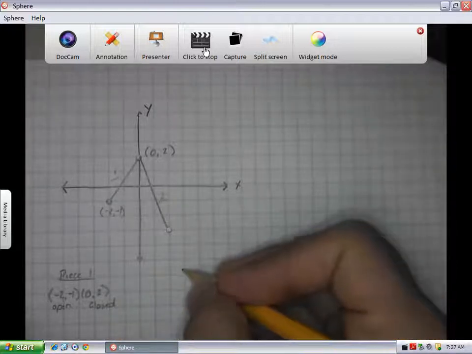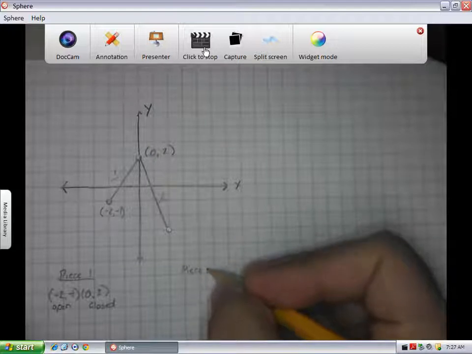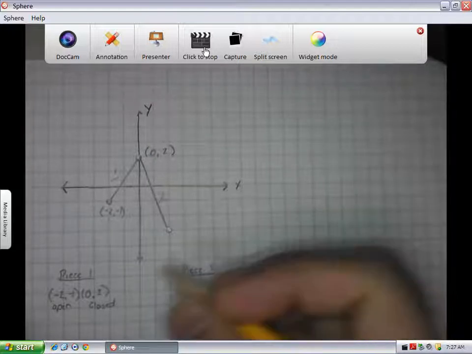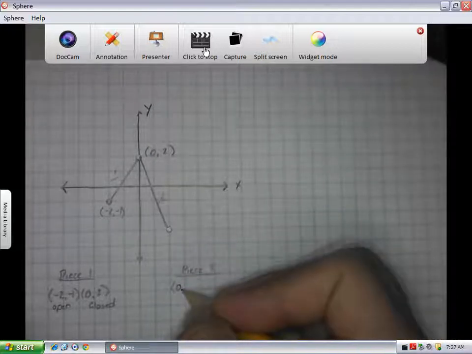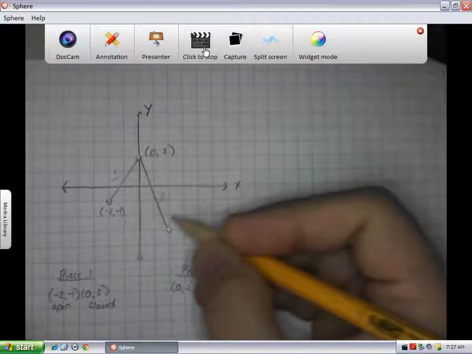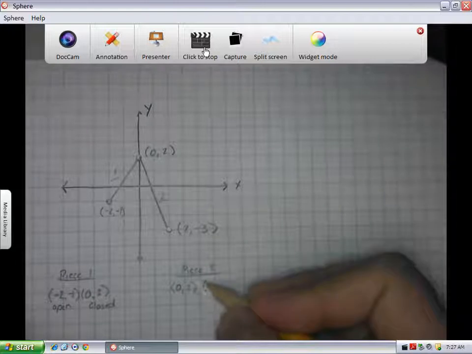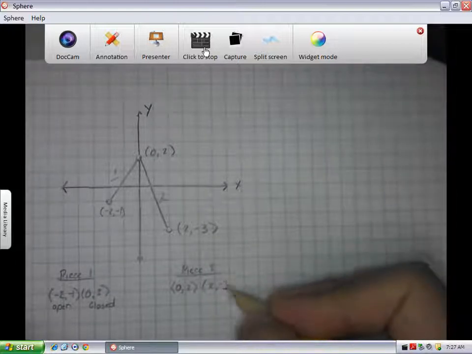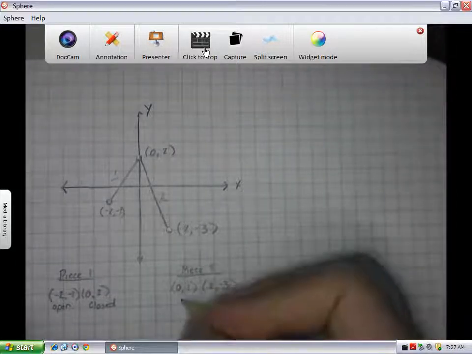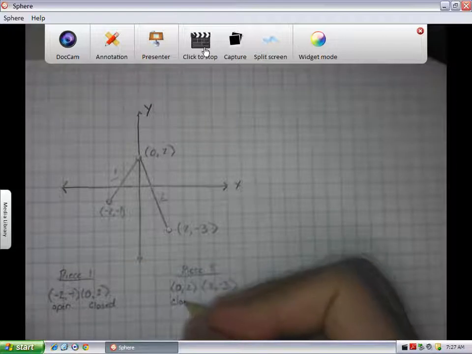Now looking at piece 2, piece 2 is also made up of (0, 2), but then the other endpoint is (2, -3). In this case, both of those points are closed.